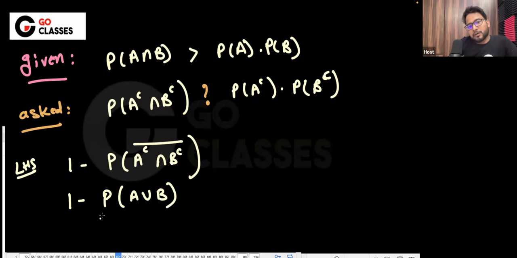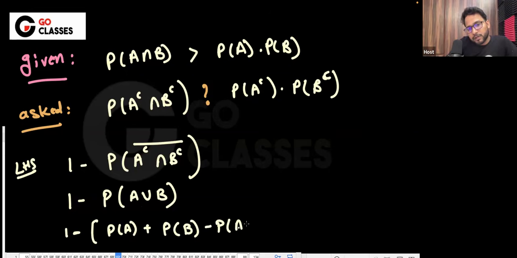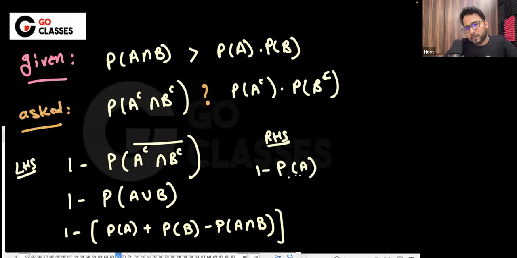Now let me open this up. Probability of A union B means probability of A plus probability of B minus probability of A intersection B. I'm converting everything to A and B, and then converting to intersection instead of union, so that I can draw some conclusion. So this was LHS. Now, what about the RHS? RHS is very easy. I want to convert everything to PA and PB, so you can write it like this.